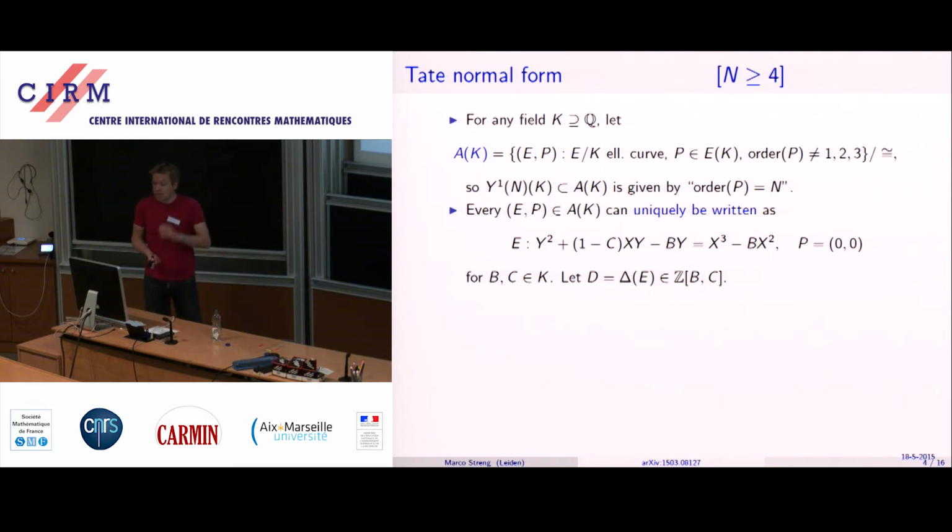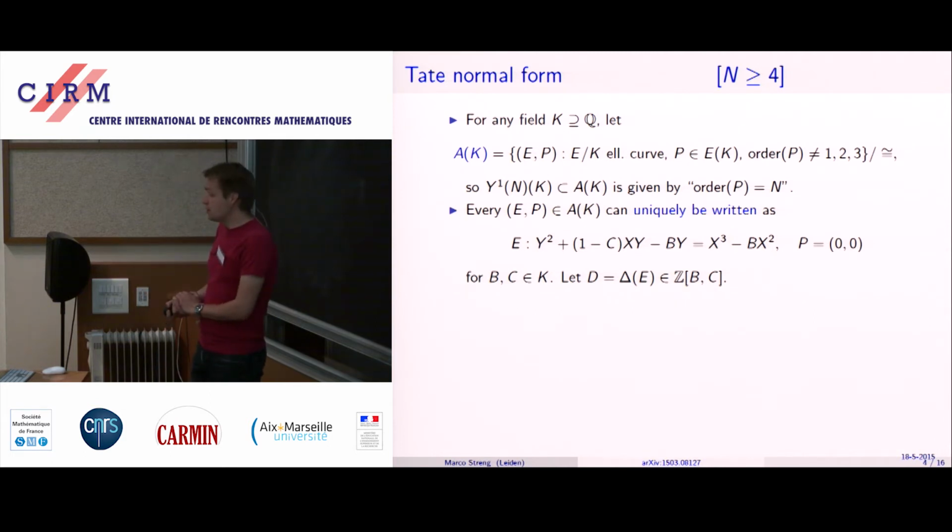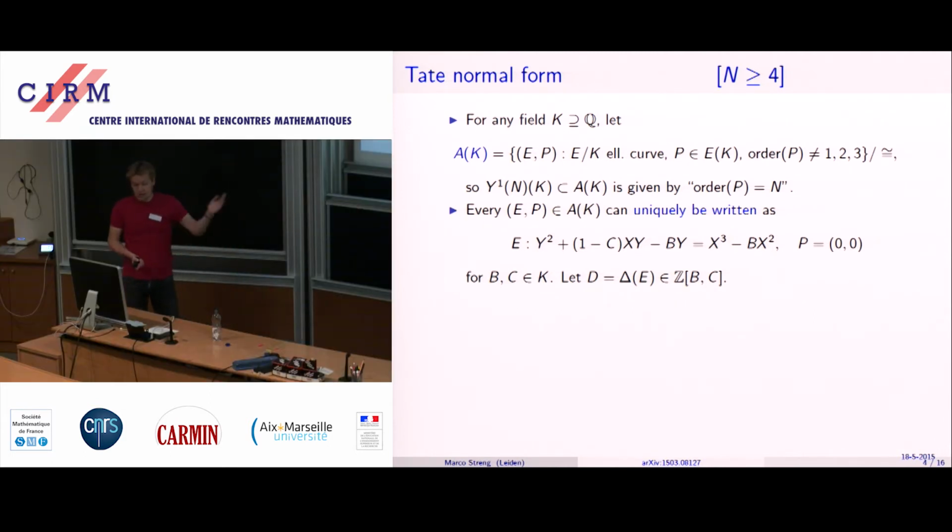Now I'm going to give a model of this A, make it into a surface, and this is called the Tate normal form. Every pair (E, P), where P is a point not of order 1, 2, or 3, can be uniquely written in the form: E is y squared plus (1 minus c) times x times y minus b times y equals x cubed minus b x squared, where the point P is the origin.